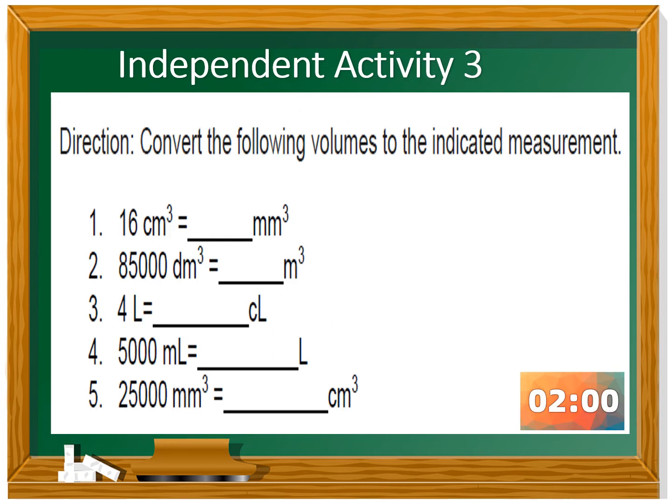Independent activity 3. For 2 minutes, you have to convert the following volumes to the indicated measurement. Your timer starts now.